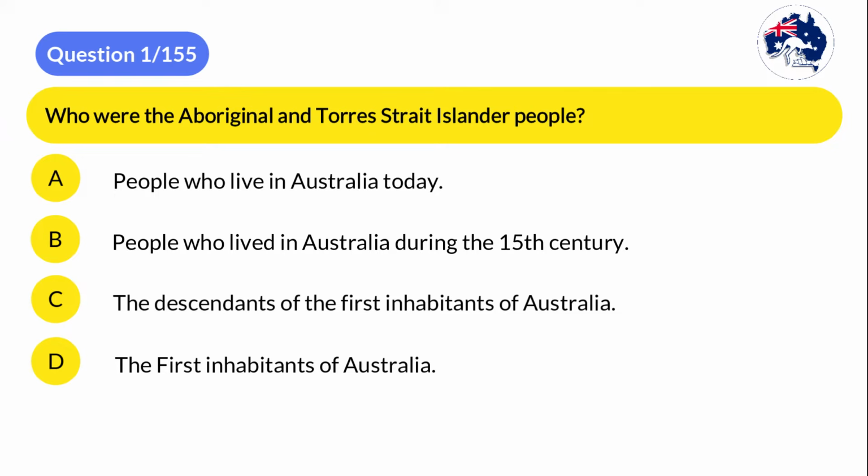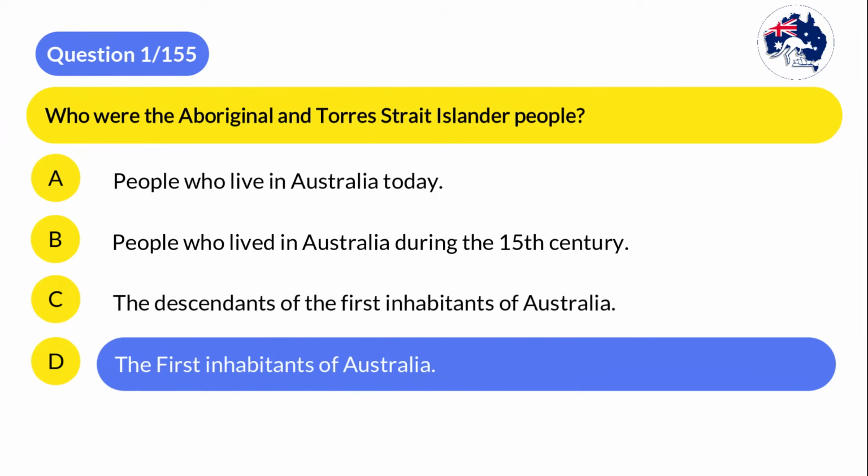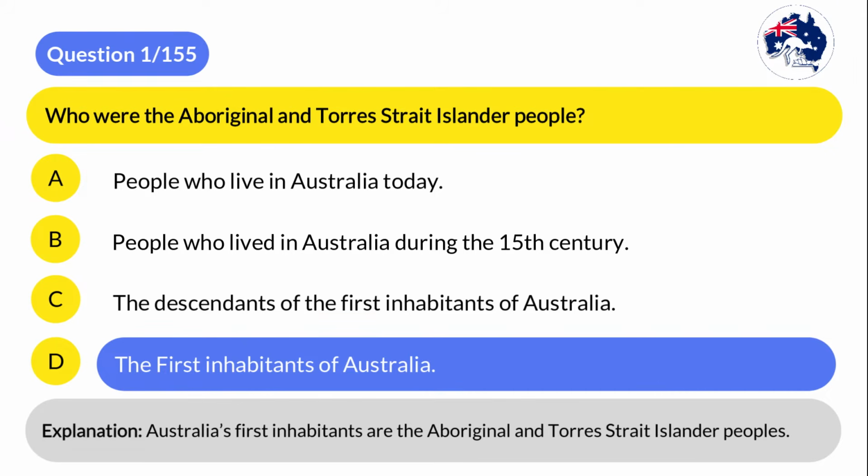The correct answer is D. The first inhabitants of Australia. Explanation: Australia's first inhabitants are the Aboriginal and Torres Strait Islander peoples.